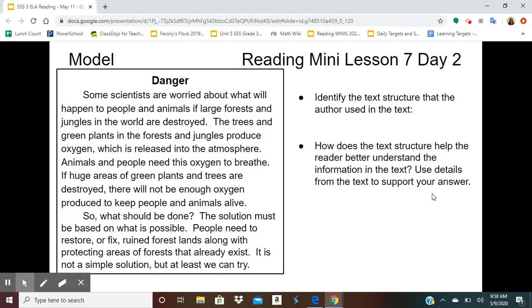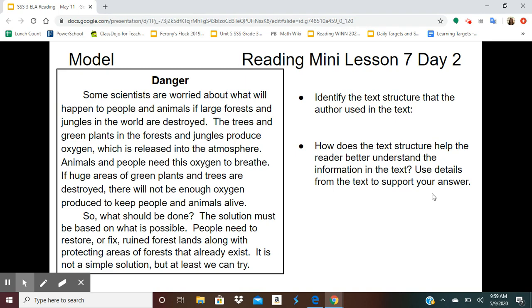Danger. Some scientists are worried about what will happen to people and animals if large forests and jungles in the world are destroyed. The trees and green plants in the forests and jungles produce oxygen, which is released into the atmosphere. Animals and people need the oxygen to breathe. If huge areas of green plants and trees are destroyed, there will not be enough oxygen produced to keep people and animals alive. So what should be done?